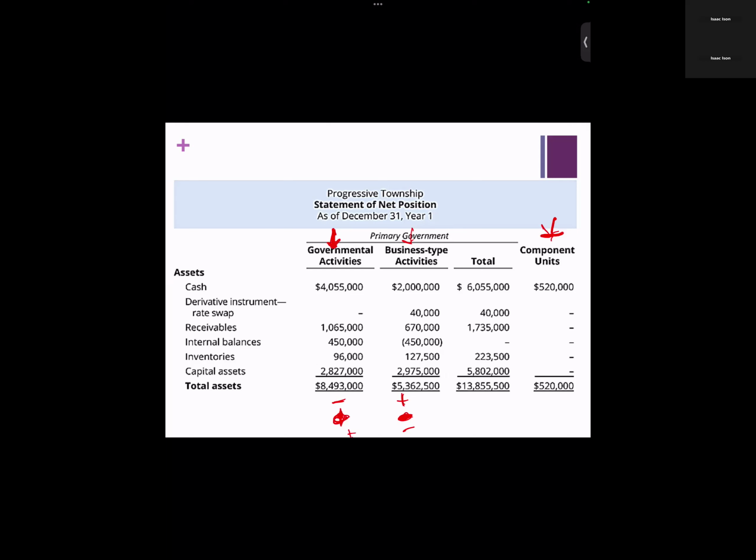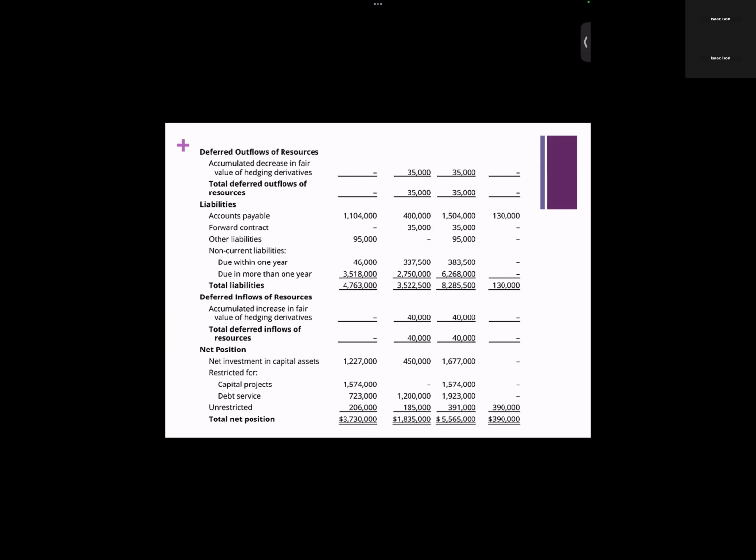So you have your assets. Notice, capital assets. So we carry fixed assets, long-term assets. Okay. We also had deferred outflows. Remember, those are almost like assets. Liabilities, we're going to have both current liabilities and non-current liabilities, deferred outflows, and then net position and how it's restricted. So capital projects, debt service, unrestricted. Okay, net investment, capital assets, things like that.